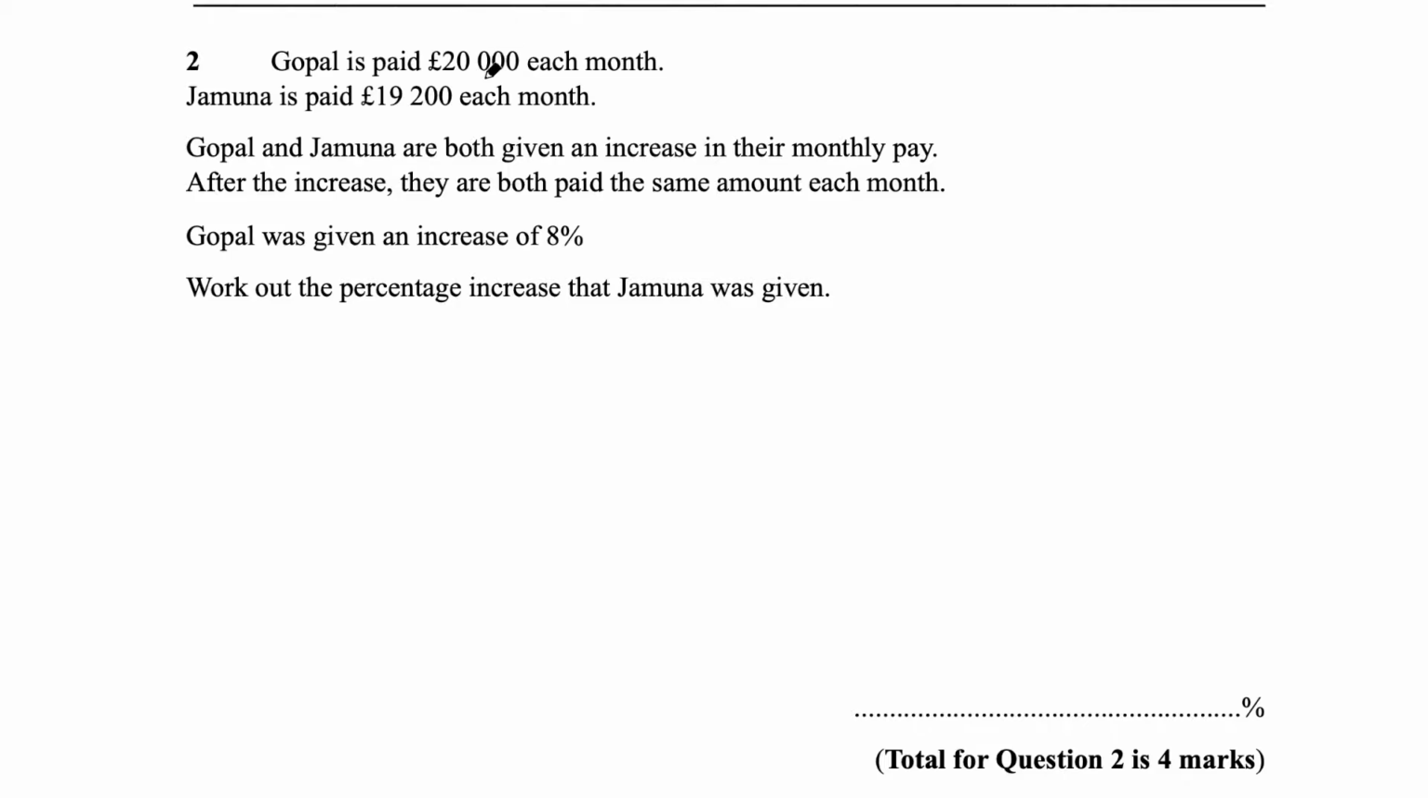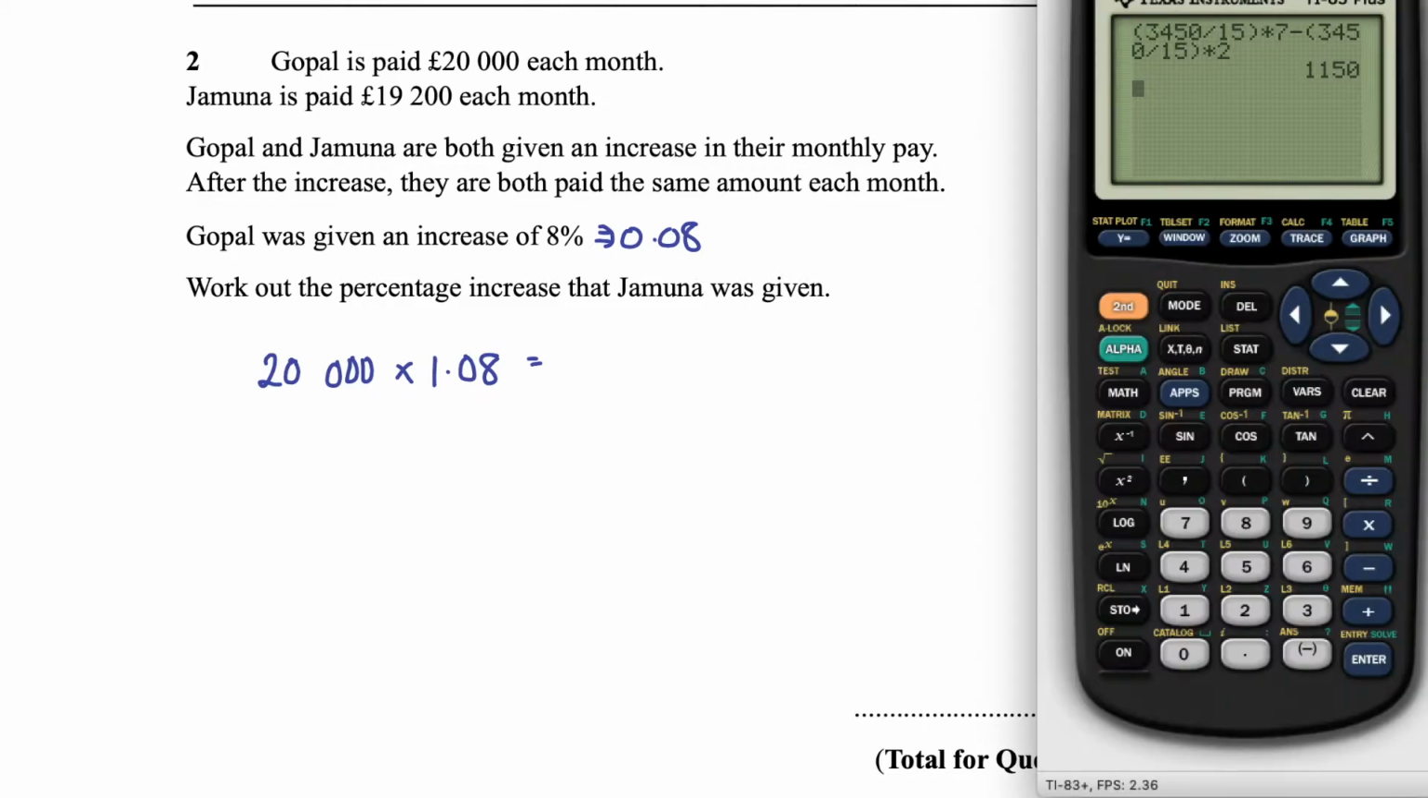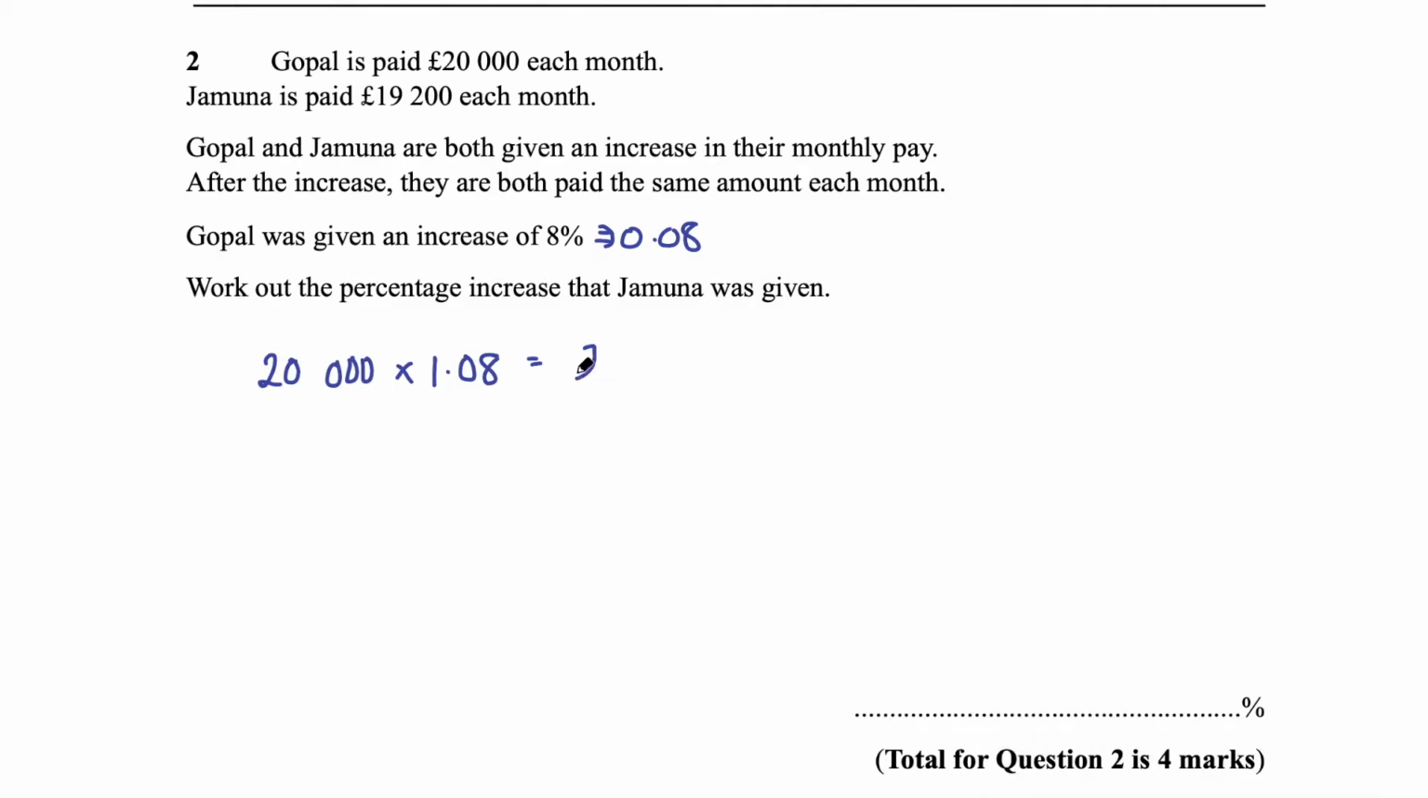Okay, so if Gopal was given an increase of 8%, what we can use here is the multiplier to find out what his pay is now. So he was on £20,000 per month, and we multiply this by 1.08 to get an 8% increase. This is what we call the multiplier. It's essentially 1 plus this percentage as a decimal. So you should know this is 0.08 as a decimal. Put that into a calculator, you increase 20,000 by 8%, and this is 21,600. So that's the calculator strategy. Usually look for the multiplier if it's a calculator paper.